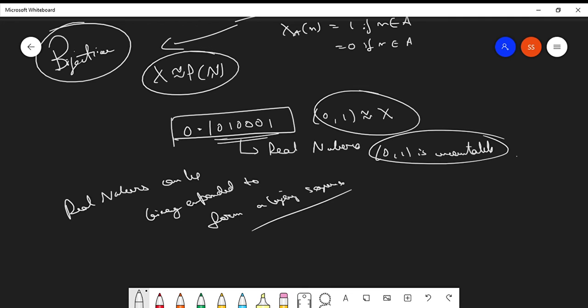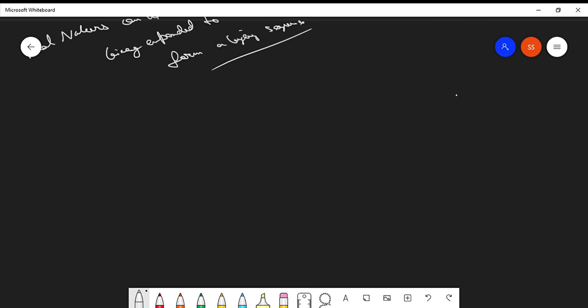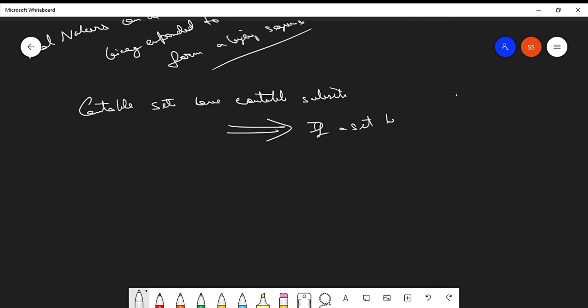One more concept which comes out from the sets concept of uncountable set is, under countable sets we had learned that countable sets have countable subsets, right? So basically from here we get that if a set has an uncountable subset, then the set is uncountable.